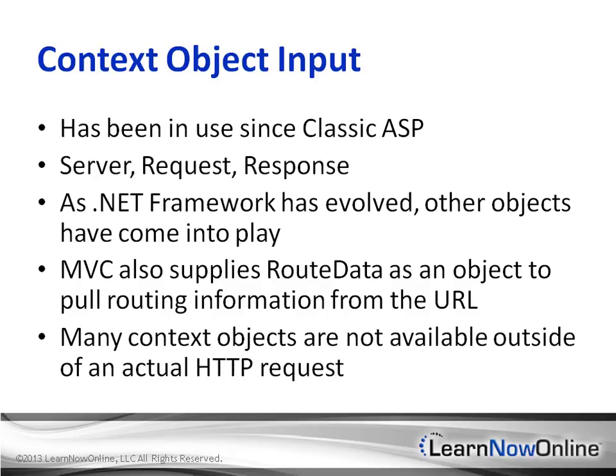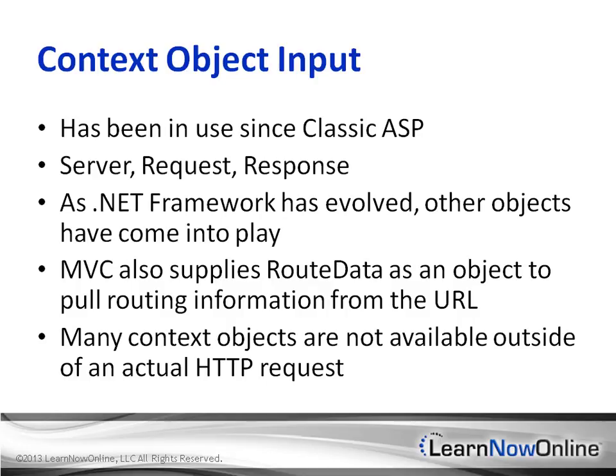Now, one caveat I want to put on this is that many context objects are not available outside of an actual HTTP request. In other words, you need an actual web request in order for these objects to be formed and have data in them, because that's what drives this data. Normally this isn't a problem, but if you're doing unit testing, it is a big problem because you don't have an actual HTTP request. You're just running the code. So there are some different ways around this.